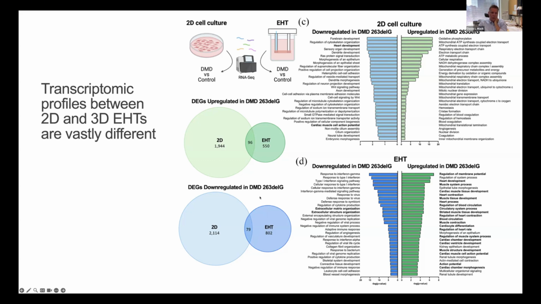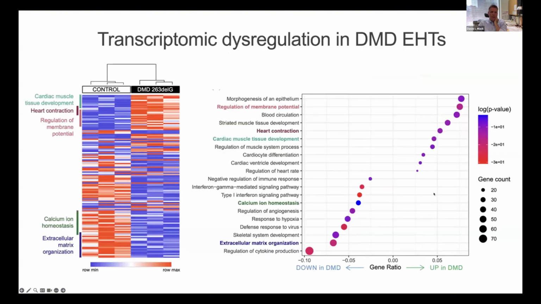However, when we turn these cardiomyocytes into engineered heart tissues, we see physiological relevance that's directly related to the absence of dystrophin. So if you look at the upregulated genes in these dystrophic EHTs, you see the changes in regulation of membrane potential, changes in heart contraction, and changes in cardiac muscle tissue development. And on the downregulated transcripts, we see calcium ion homeostasis disrupted and extracellular matrix organization disrupted. And again, we can talk more in the discussion, but in these engineered heart tissues, we saw physiologically relevant transcriptomic changes.